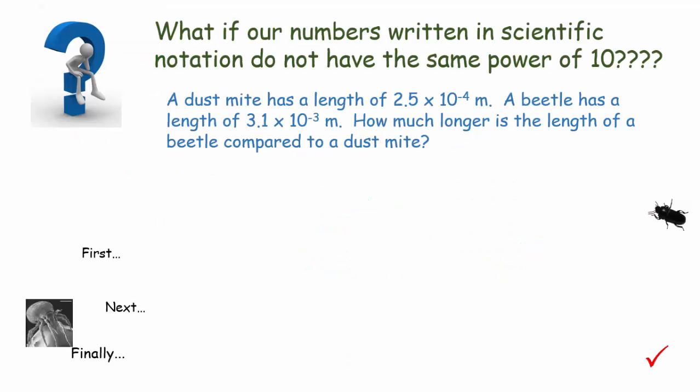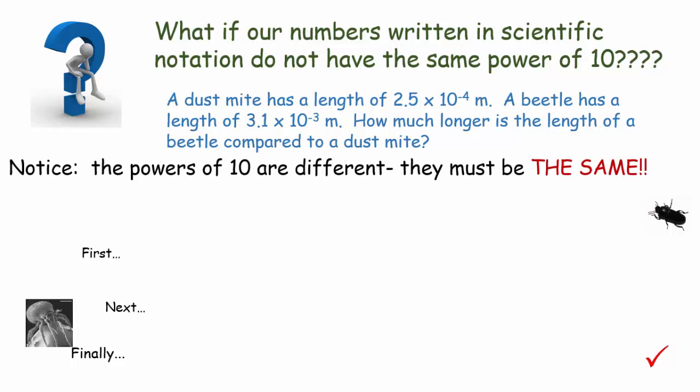What if the numbers written in scientific notation do not have the same power of 10? We can look at this example. A dust mite has a length of 2.5 times 10 to the negative 4 meters. A beetle has a length of 3.1 times 10 to the negative 3 meters. How much longer is the length of the beetle compared to the dust mite?